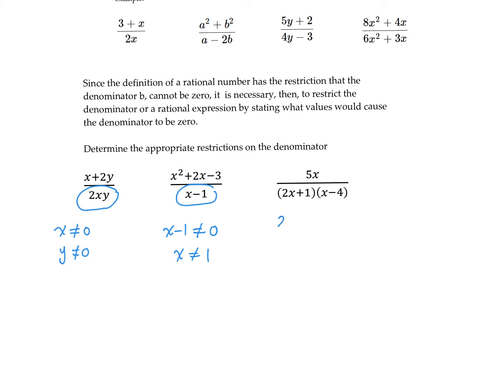In this question, we have two denominators. So 2x plus 1 cannot be 0, 2x cannot be negative 1, and x cannot be negative 1/2. So that's one restriction. And we would also have x minus 4 cannot be 0, x cannot be 4. So that question has two restrictions. So with rational expressions, when you are simplifying, you always state the restrictions. Even if it doesn't ask you to, you should always state them.